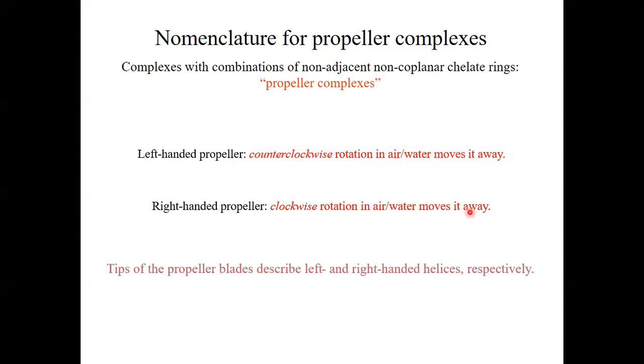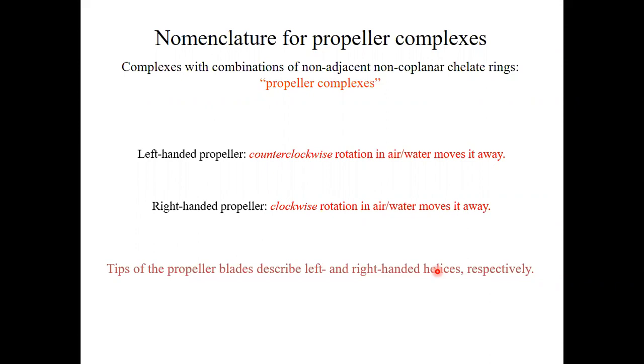So now when you have a left-handed propeller, then the tips of the propeller blades always describe a left-handed helix, and when you have a right-handed propeller, the propeller blades describe a right-handed helix. Okay, and that means that we have to go clockwise along the helix when we have a right-handed propeller, and we have to go anti-clockwise along the helix when we have a left-handed propeller.